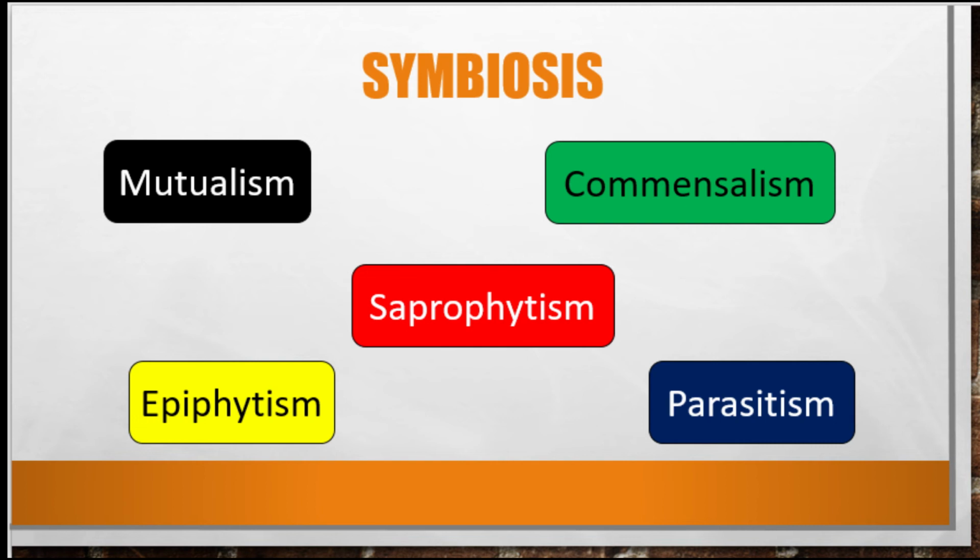Then the last but two is called parasitism. This is a close relationship between two organisms in which the parasite lives in or on the body of the host, deriving benefit from it and causing harm to it. For example, human being and tapeworm. Tapeworms lie in the intestinal walls in our stomach.